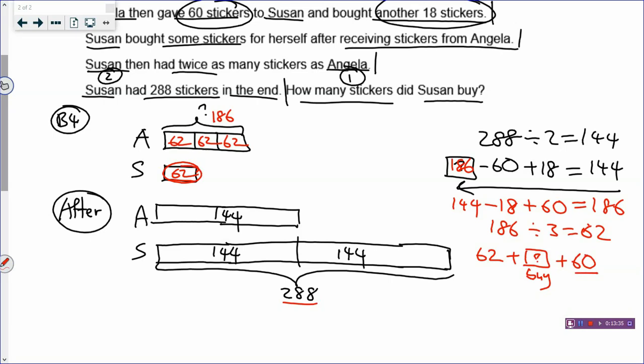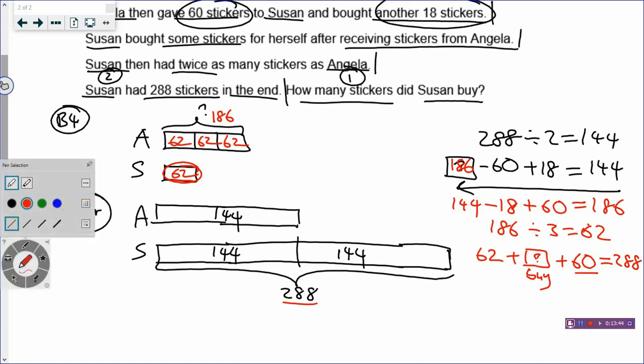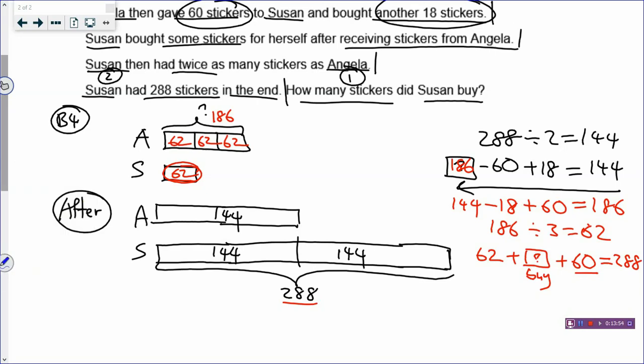And now she has 288. Okay, so do you think you can find the question mark? So the question mark will be, you take 288 minus 62 and you minus 60. Okay, so you minus and minus. And so how many stickers did Susan buy? Susan bought 166 stickers. So you got the answer.